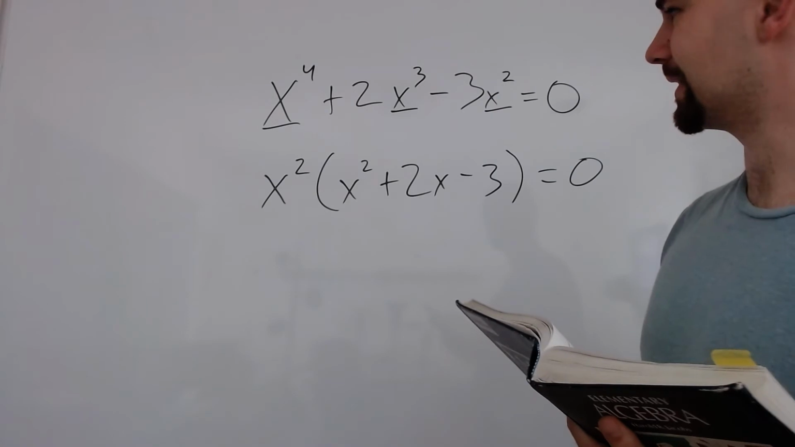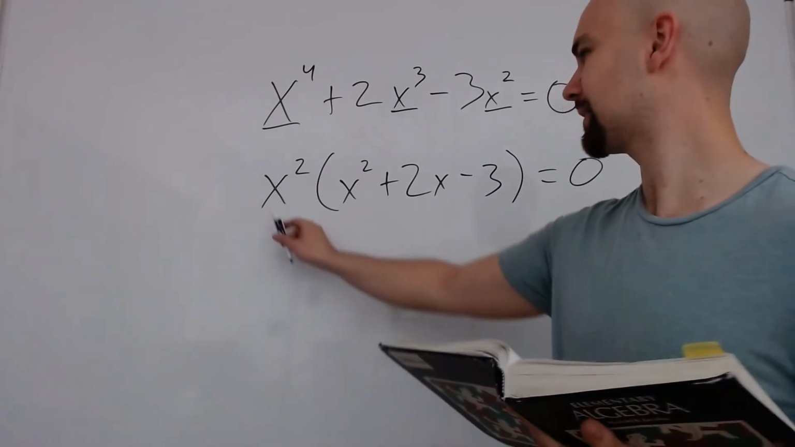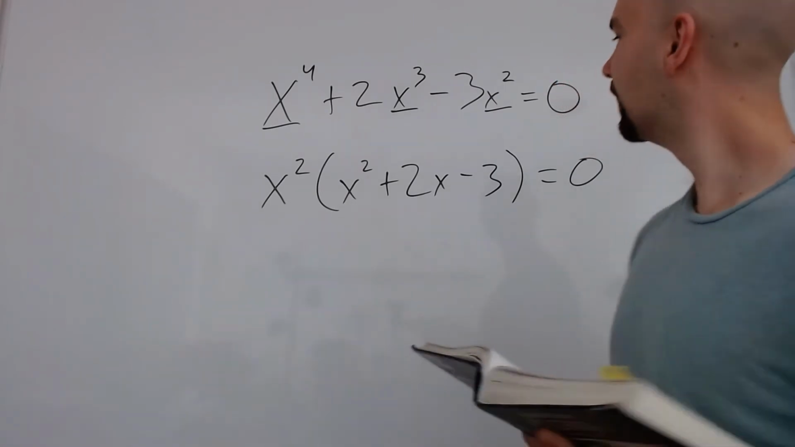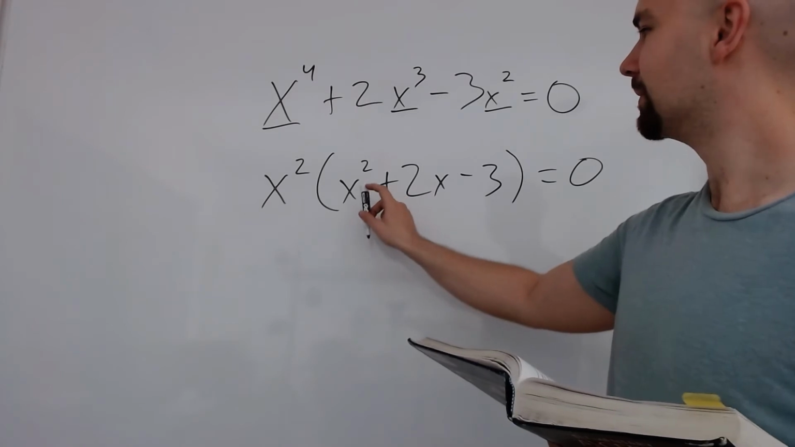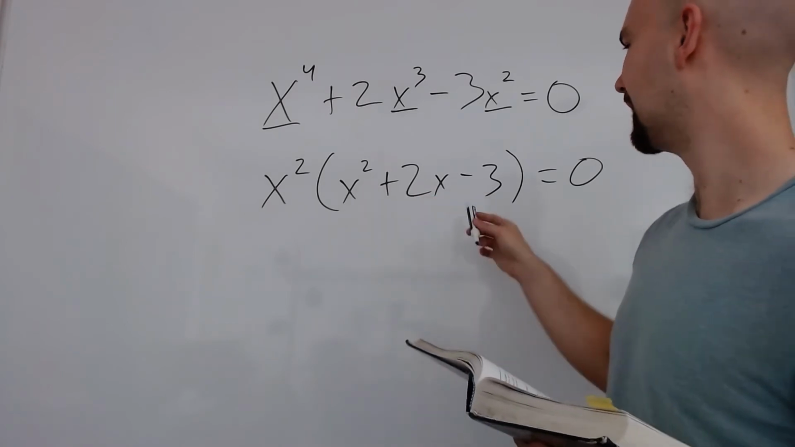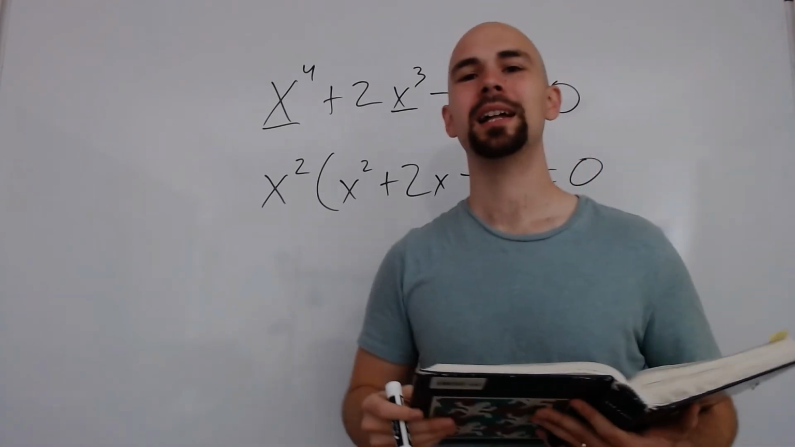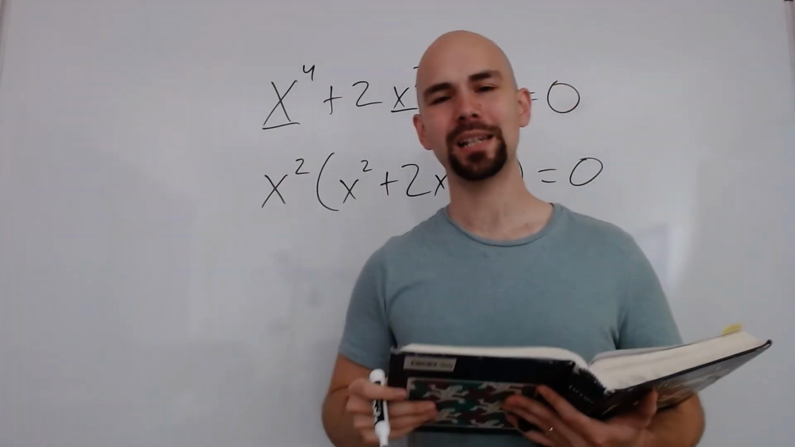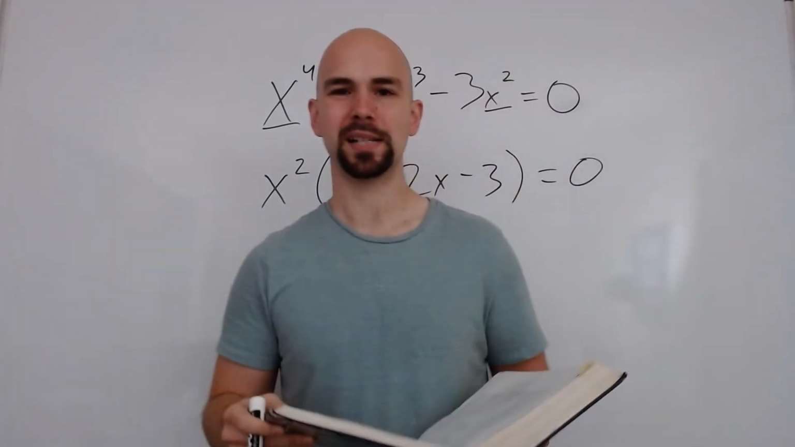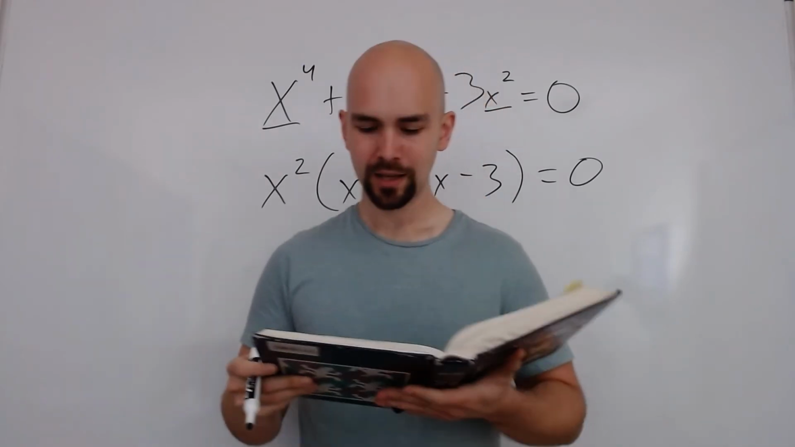So now, using the zero factor theorem, I know that either x squared is 0, or x squared plus 2x minus 3 is 0, because all this counts as one factor since it's in parentheses. Now, can I go even farther? Because I need a total of up to 4 possible answers. So is there anything more I can do?